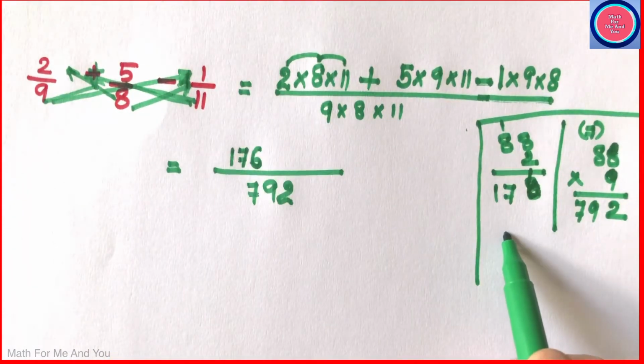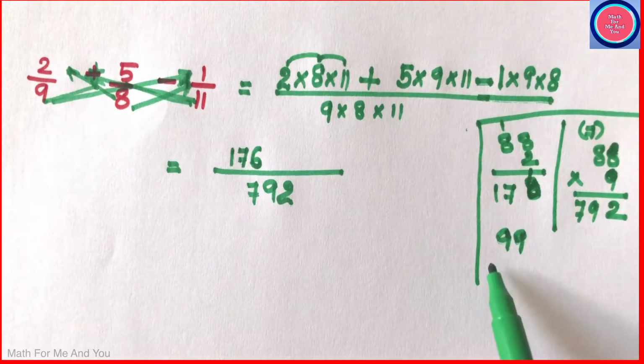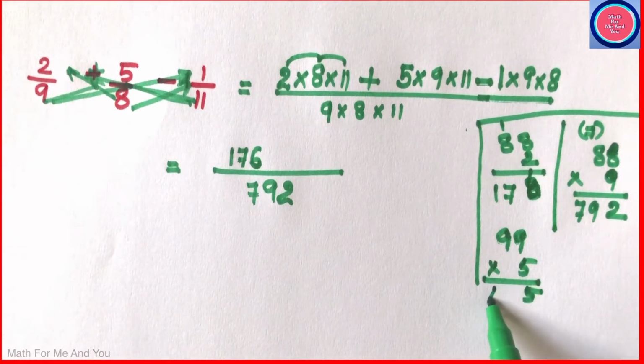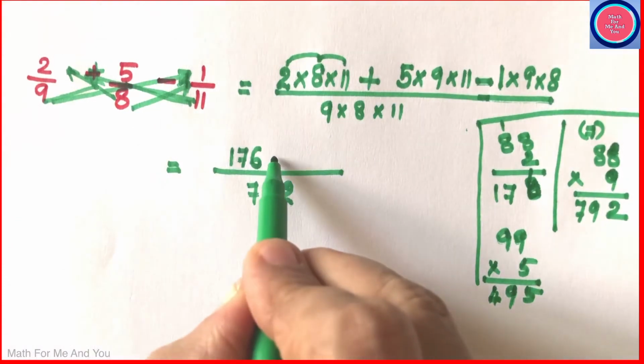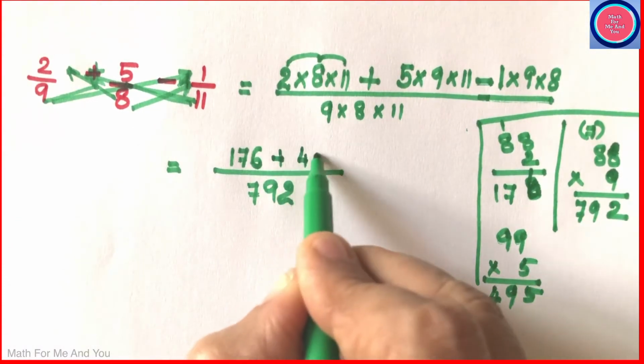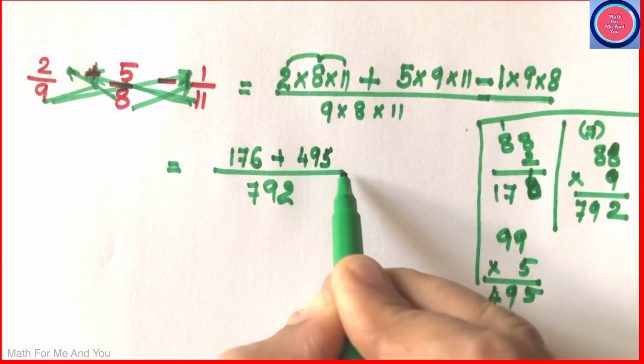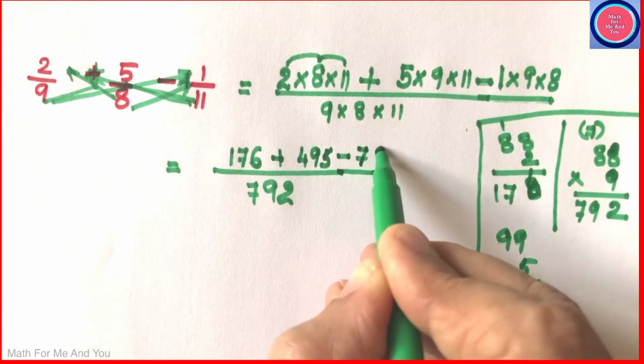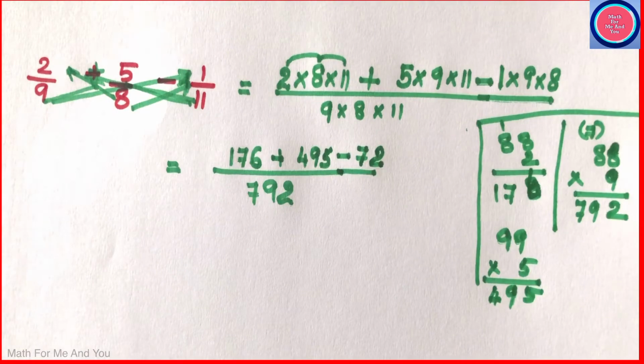5 times 9 times 11. 9 times 11, 99. Times 5. 99 times 5. 5, 9, 45. 4 over there. Again 45 plus 4, 49, 495. 176 plus 495. Minus 1 times 9 times 8. 9 times 8 is 72.